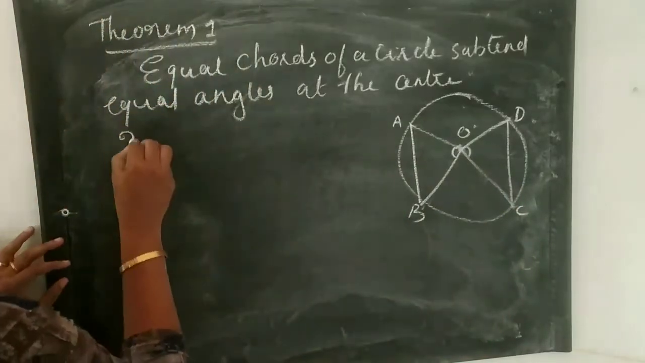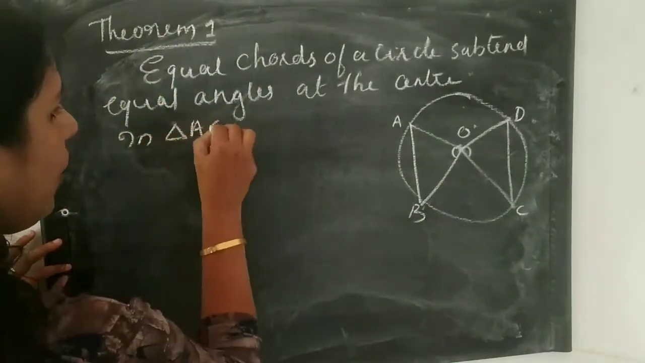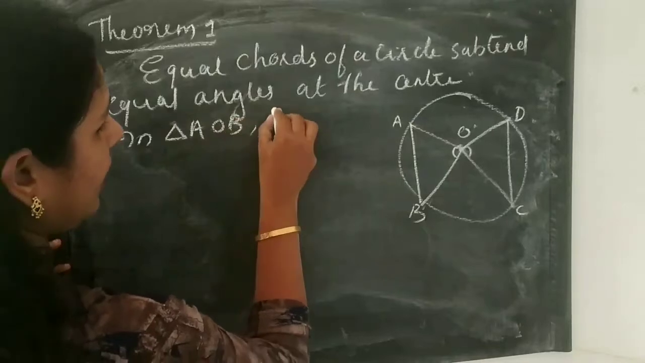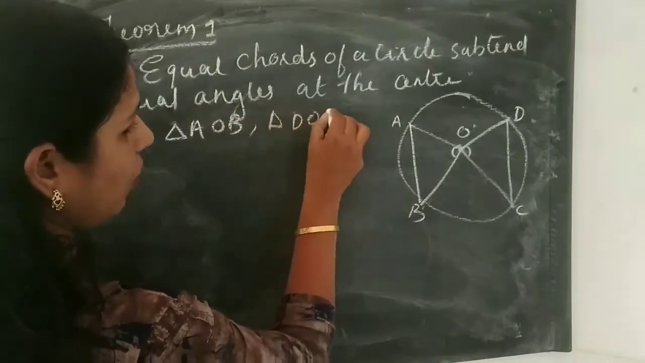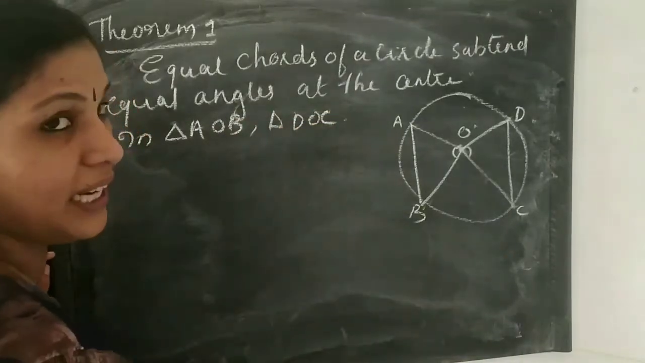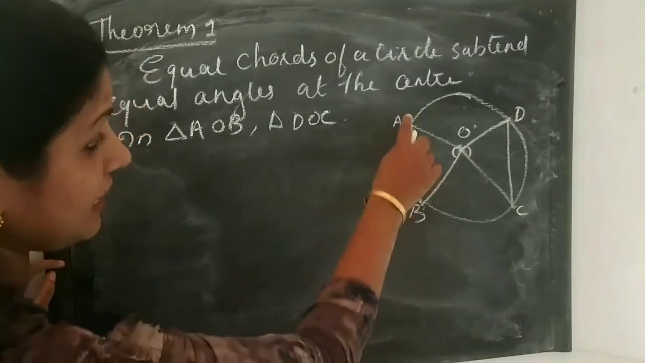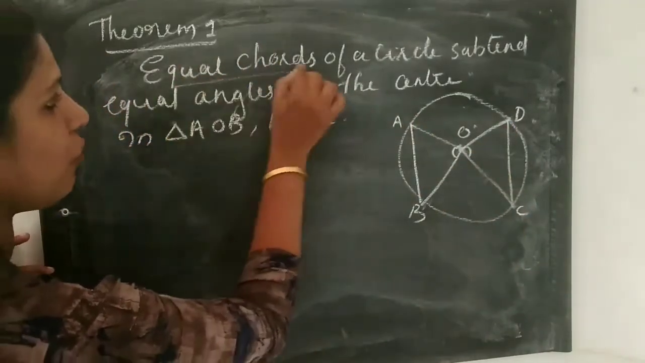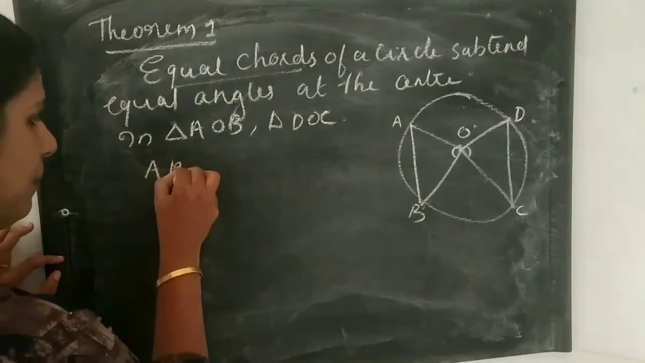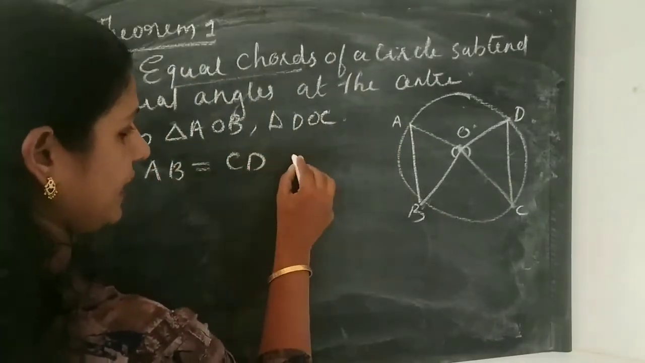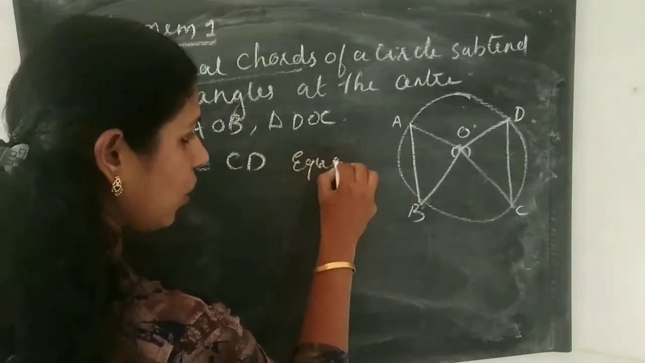So we write here, in triangle AOB and triangle DOC, what are the conditions? Three conditions we have to bring. AB and CD are equal chords, so we can write AB equals CD. That is, equal chords.